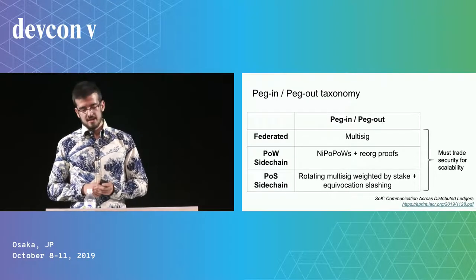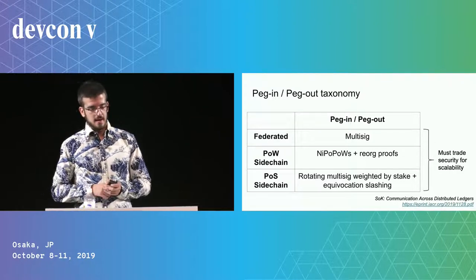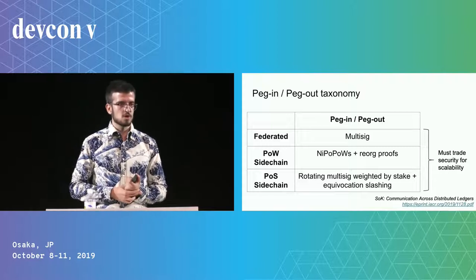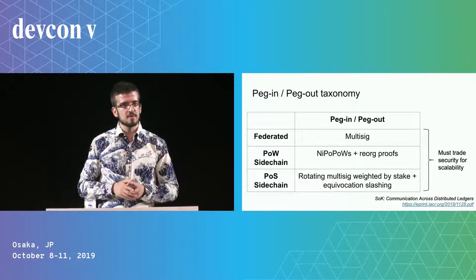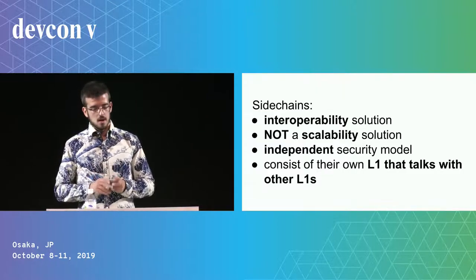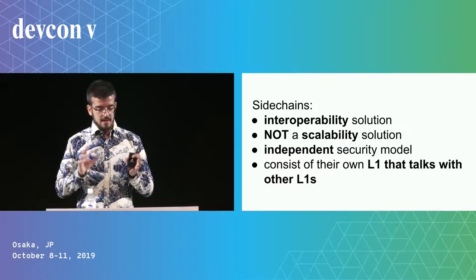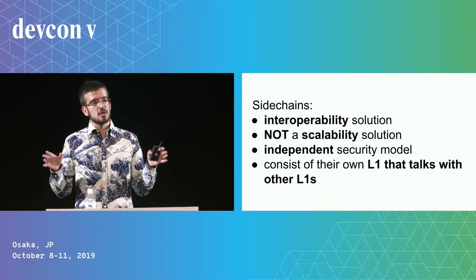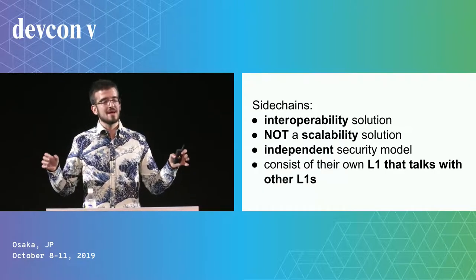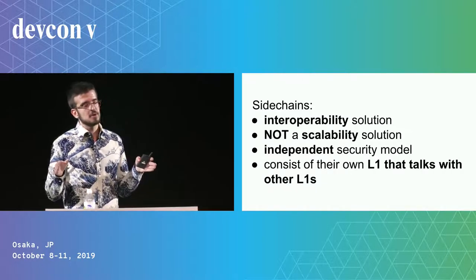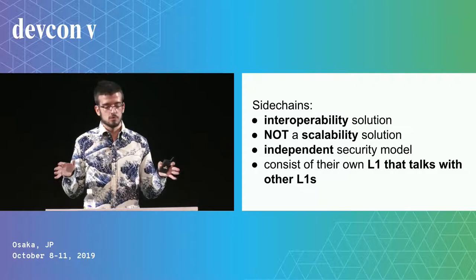There is a great paper released last week, actually, by Alexei and friends on communication across distributed ledgers. Right now they're doing a workshop on it, which was very unfortunate because it conflicts with this talk. So make sure you read this paper. To conclude my point about sidechains and interoperability solutions: it's not a scalability solution. You need an independent security model. And the moment that you have an independent security model, my argument is that you're not in the layer 2 domain space.